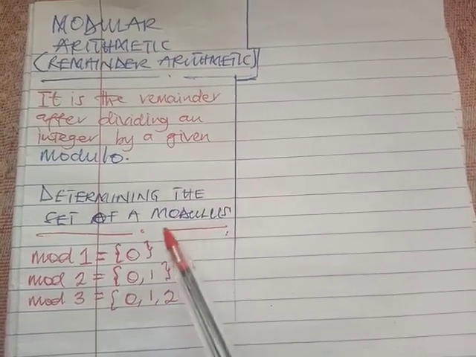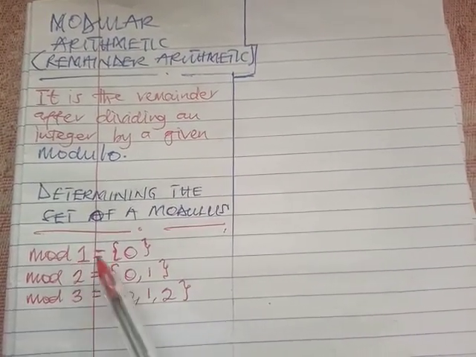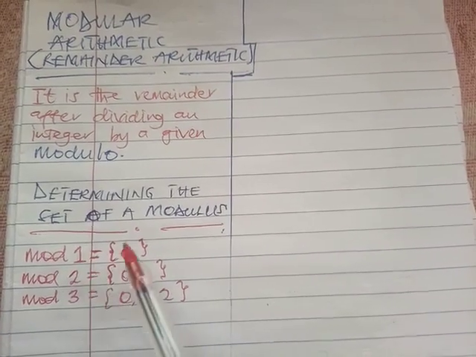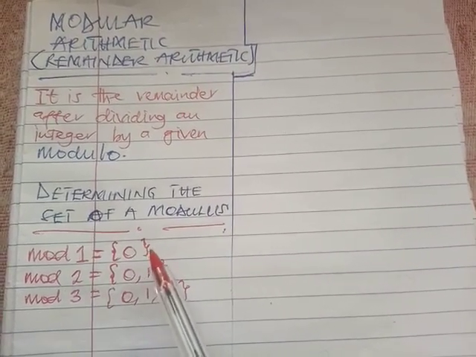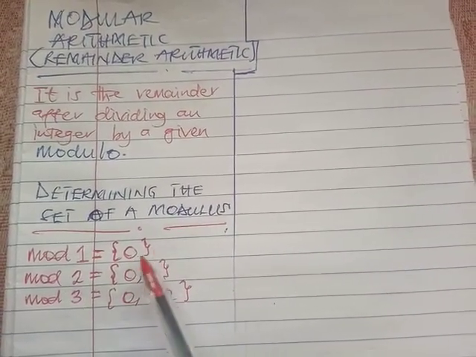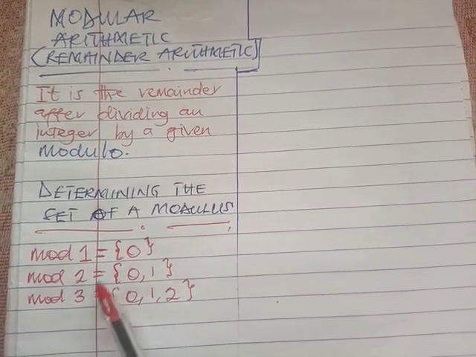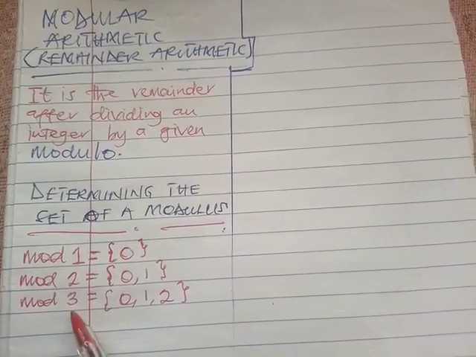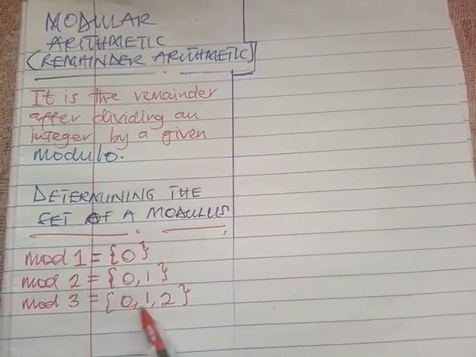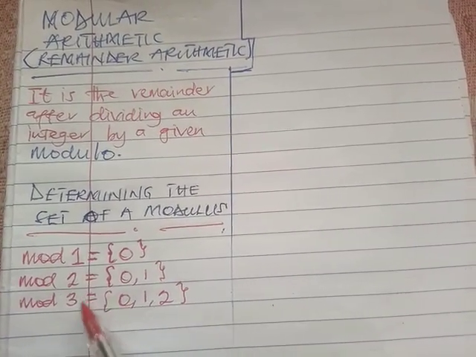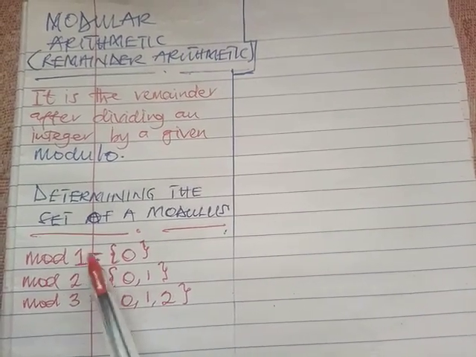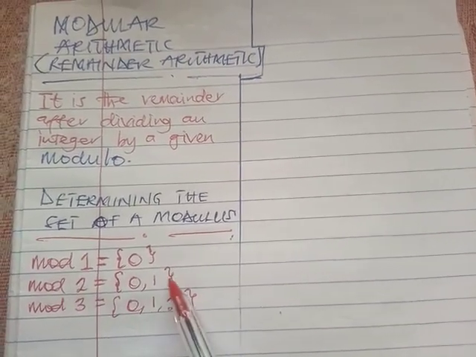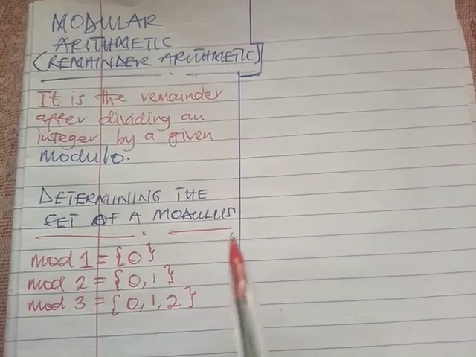Now to determine the set of a modulus, mod 1. Under mod 1, we consider the set of values of 0. So mod 1 has only one value. Mod 2 has two values, that's 0 and 1. Mod 3 has three values, that's 0, 1, 2, except the value itself. So you can clearly see that mod 1 we don't have 1 here, mod 2 we don't have 2 here, mod 3 we don't have 3 here.